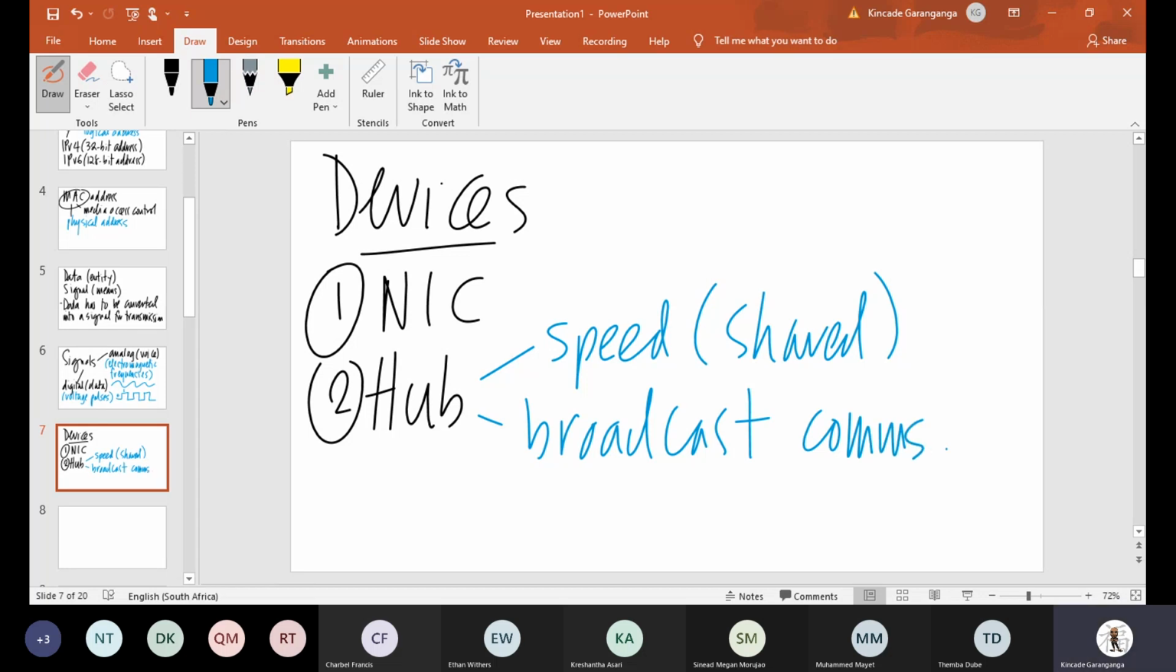So it broadcast communications there. All right, so this is one of the discrepancies that you'd find. But then, to alleviate that particular issue, especially when you're looking at your localized area network configurations, a switch was distinctively designed. So your switch now alleviates the speed issue.